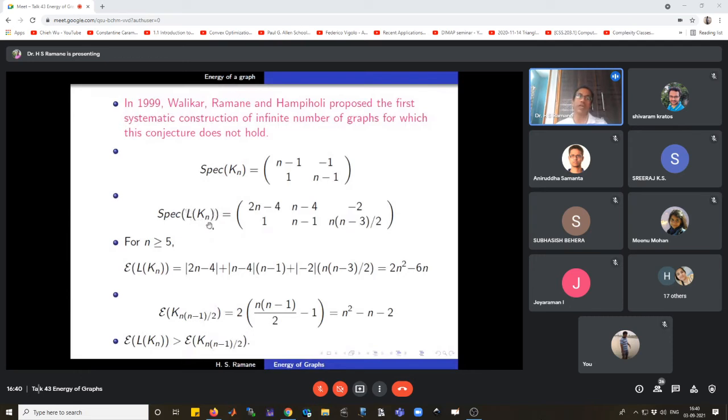Whereas for the energy of the corresponding complete graph, because we are taking the line graph of Kn, the number of points in the line graph of Kn is nothing but the number of edges in Kn, which is n(n minus 1)/2. So the energy of the complete graph of that order is n squared minus n minus 2. One can check here that 2n squared minus 6n is more than n squared minus n minus 2 for all n greater than or equal to 5.